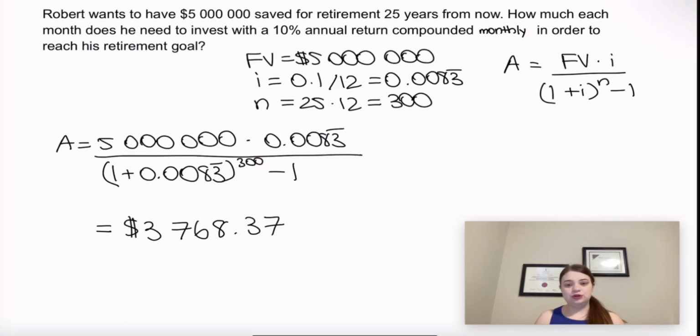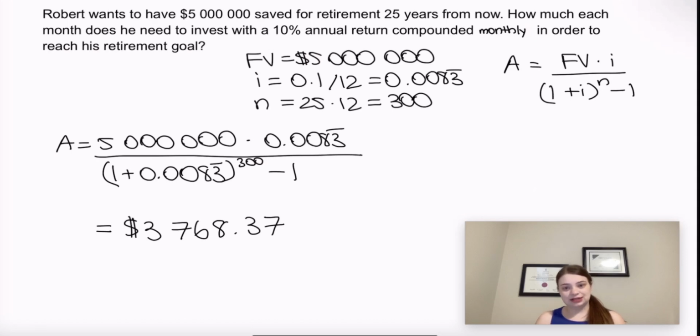Now, that might be very doable for him, right? Depending on how much money he makes, we don't really know. But other people might look at this and say, that's more than a mortgage payment. That's a lot of money. How is he supposed to do that? Well, let's say that you put in the goal and you realize it's very out of reach.